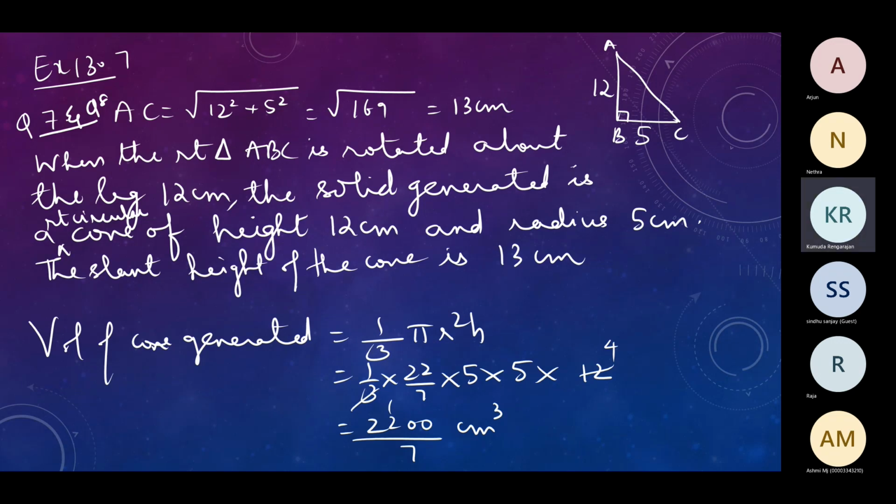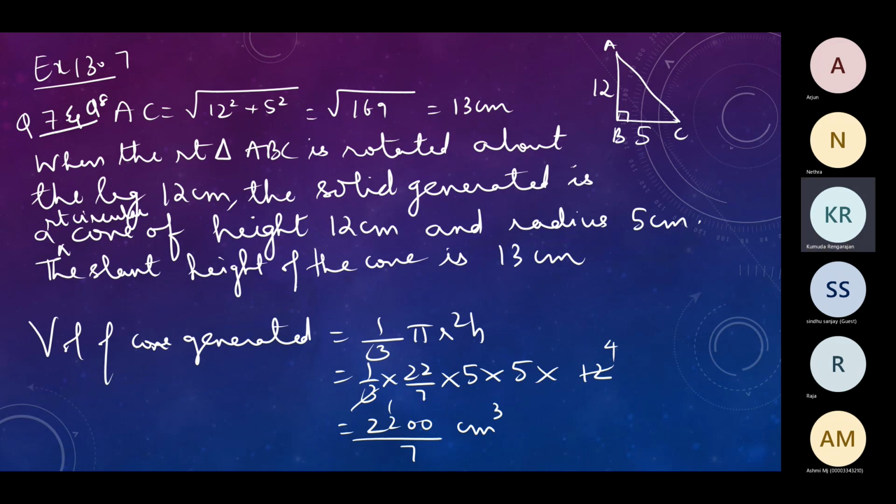It will trace the shape of a cone. When you turn the right triangle about the side 12 centimeters, it will trace the shape of a right circular cone. Since you're turning it about the side 12 centimeters, the height of the cone generated will be 12 centimeters. The other leg will become the radius. The other leg, that is BC, 5 centimeters, will be the radius of the cone. And the hypotenuse will be the slant height of the cone.